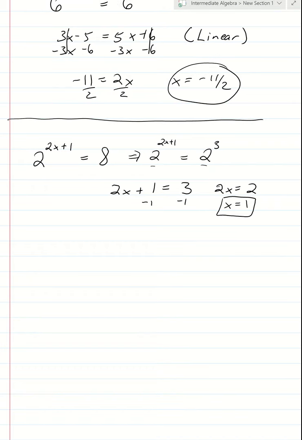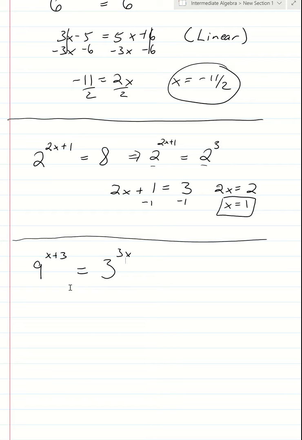So you want to look carefully at both bases initially. You want to make sure that they are, in fact, the same number. Let's try another, similar to the one that we just did. Let's say we have 9 raised to the x plus 3 power equals 3 to the 3x power.